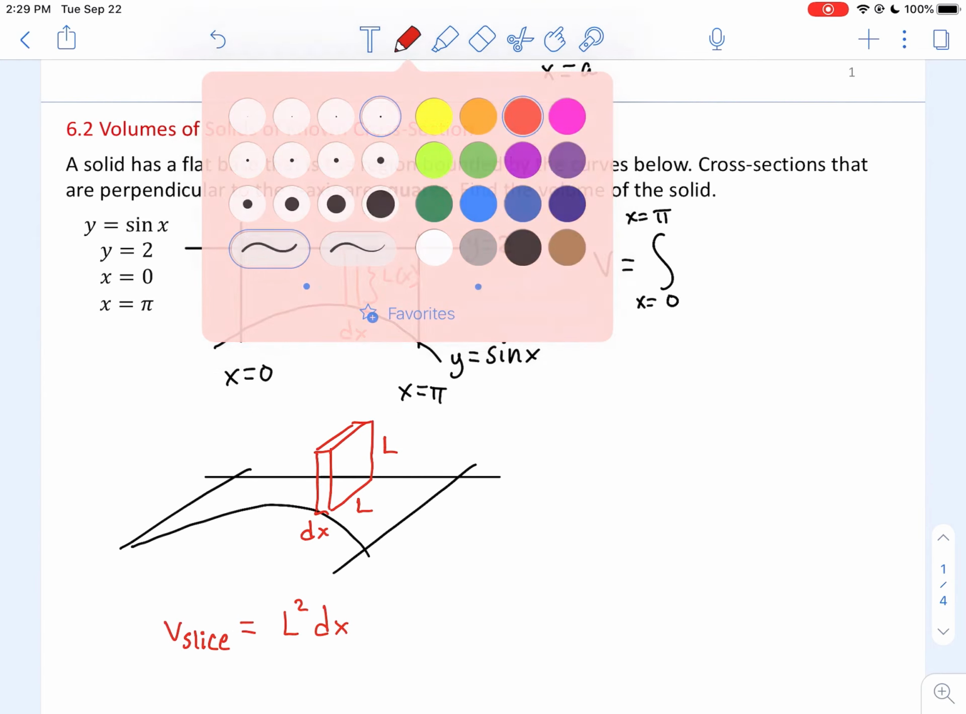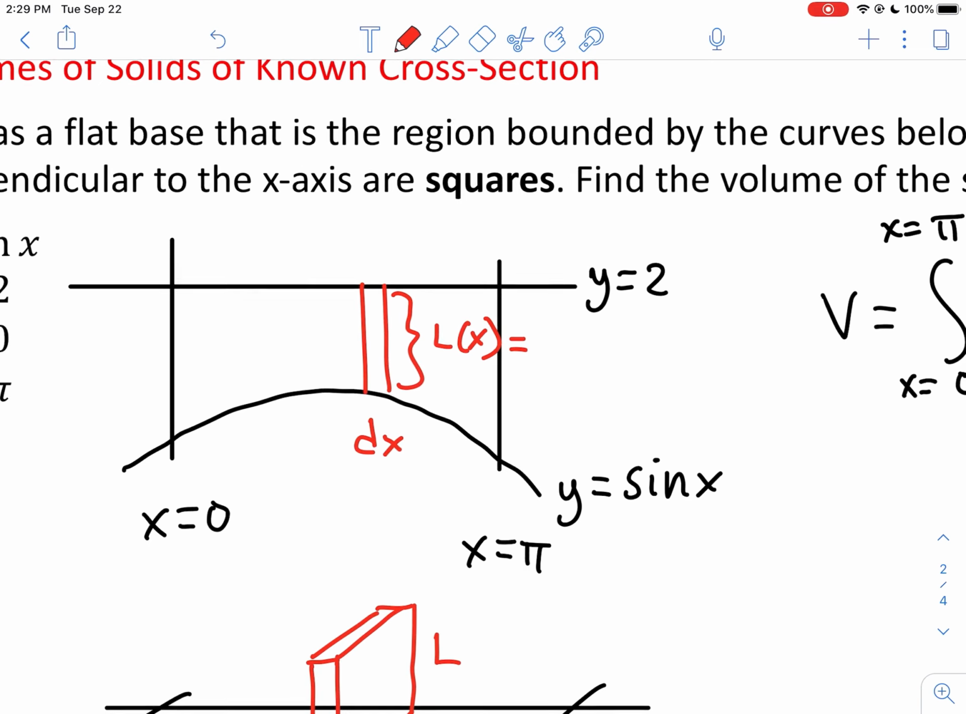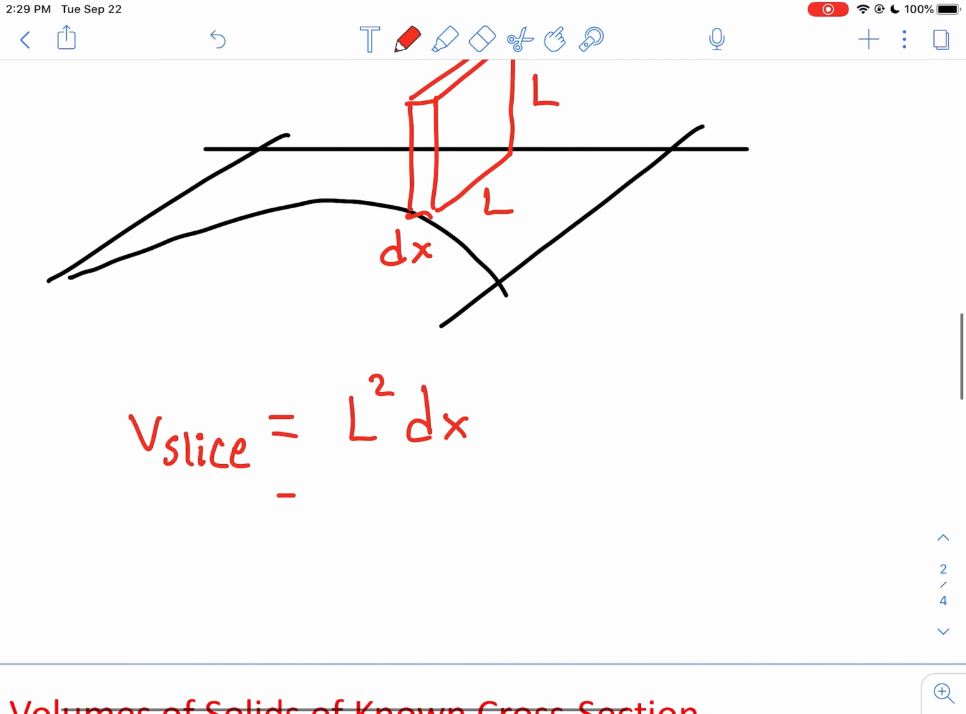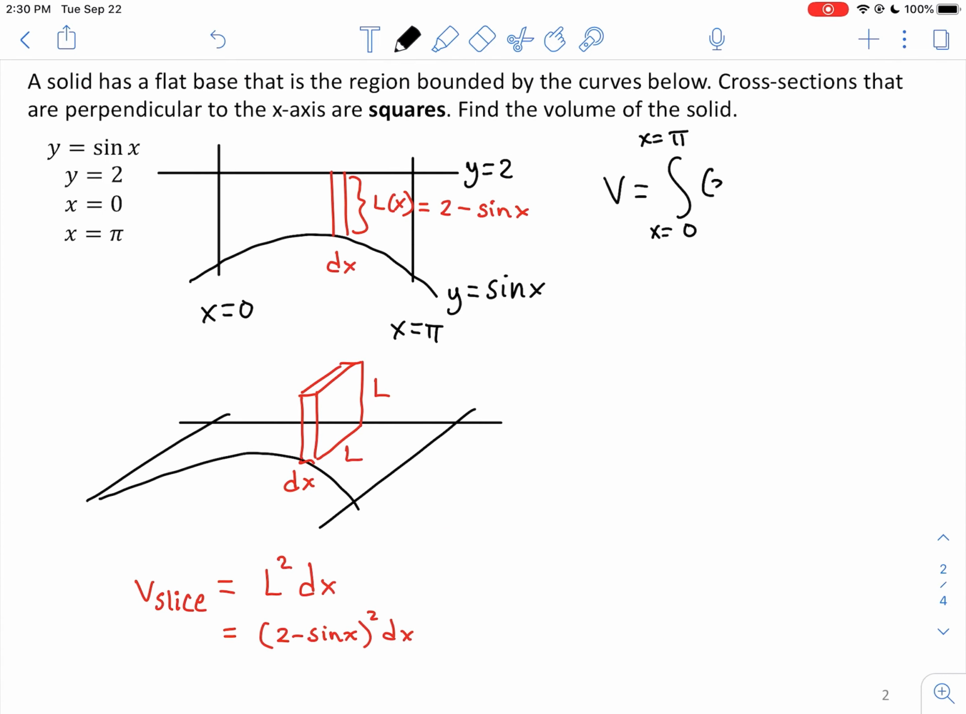All right, so one thing we want to do then is establish what L is as a function. Well, the length of that strip is the upper function minus the lower function. The upper function is a constant and the lower function is sine of x. So as x varies from 0 to pi, L will change according to this function. So you could come down here and replace the L with that expression, 2 minus sine of x, and that needs to be squared because it's L times L, and then times the thickness. Again, this here is the cross-sectional area. This is a volume. So once we have the volume of the slice, which is 2 minus sine of x, and that's being squared, and then dx.